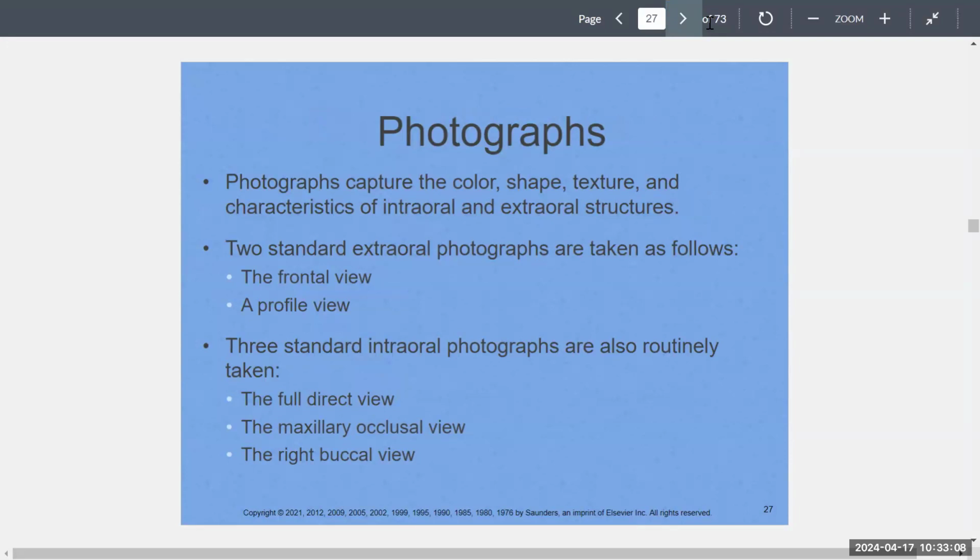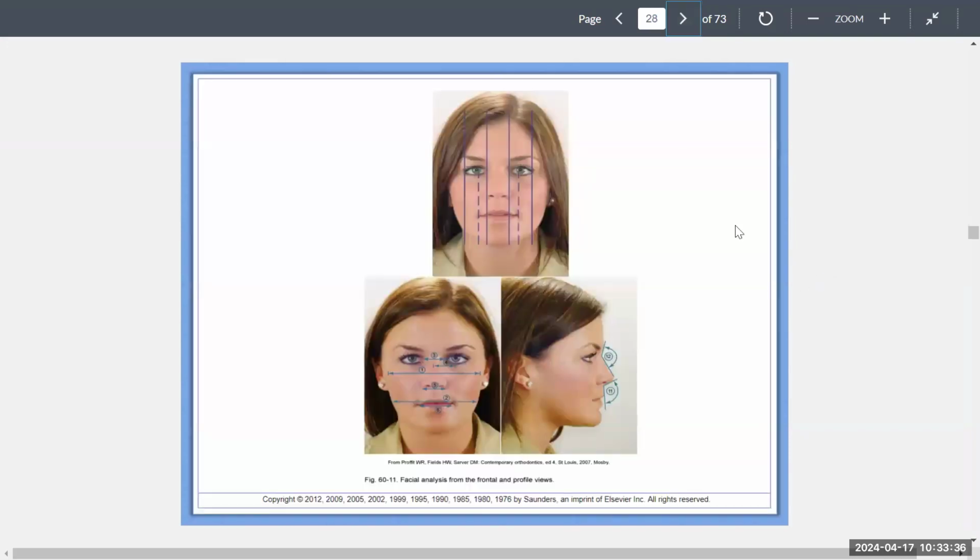Photographs, we want to look at the side view or the profile view and the frontal view. So how they look from the front and how they look from the side. A little bit of a mugshot, that's what people have called this. So there are 3 standard intraoral photographs, and they're also routinely taken. Okay, 3 standard intraoral photographs. You have the full direct view, the maxillary occlusal view, and the right buccal view. And this is the facial analysis that I talked about, from the side and then the frontal aspect as well.